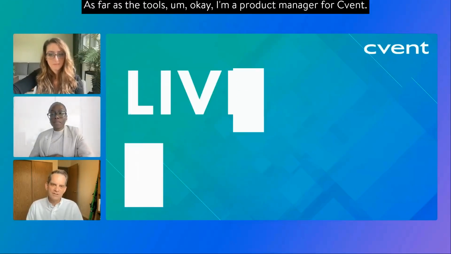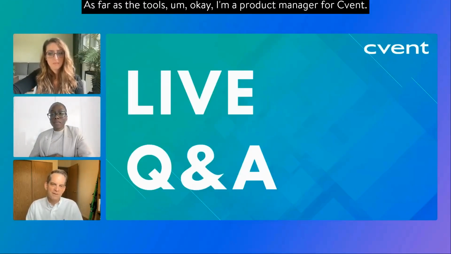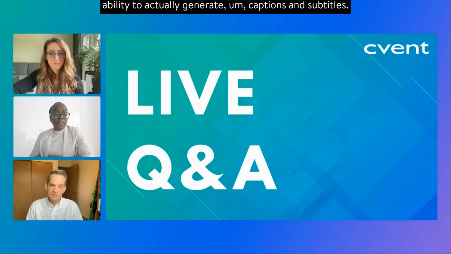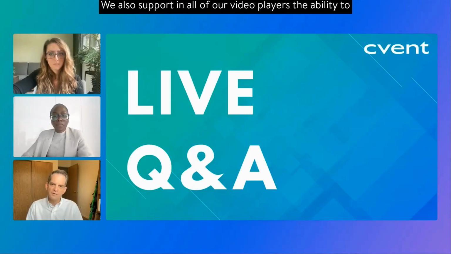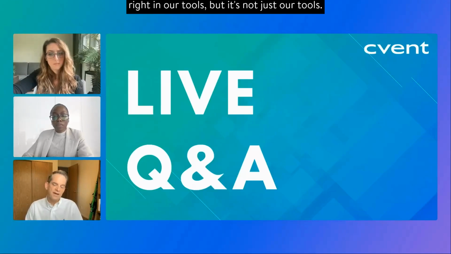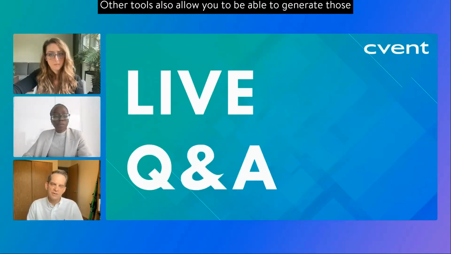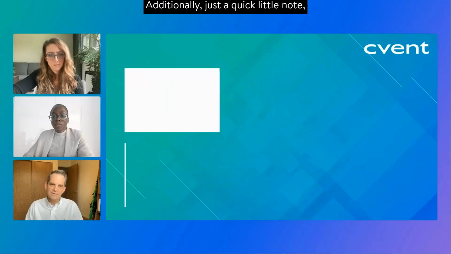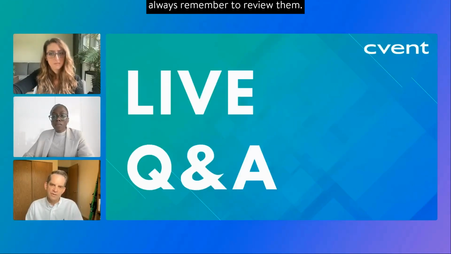So quickly do that. As far as the tools, okay, I'm a product manager for Cvent. I'm of course going to mention ours. We have built into our video tools the ability to actually generate captions and subtitles. We also support in all of our video players the ability to display those subtitles and captions, as well as the ability to support those audio descriptions that I showed you. As far as how to do that, you can do that right in our tools, but it's not just our tools. Other tools also allow you to generate those subtitles and captions, as I mentioned, by use of AI. Additionally, just a quick little note, always remember to review them.